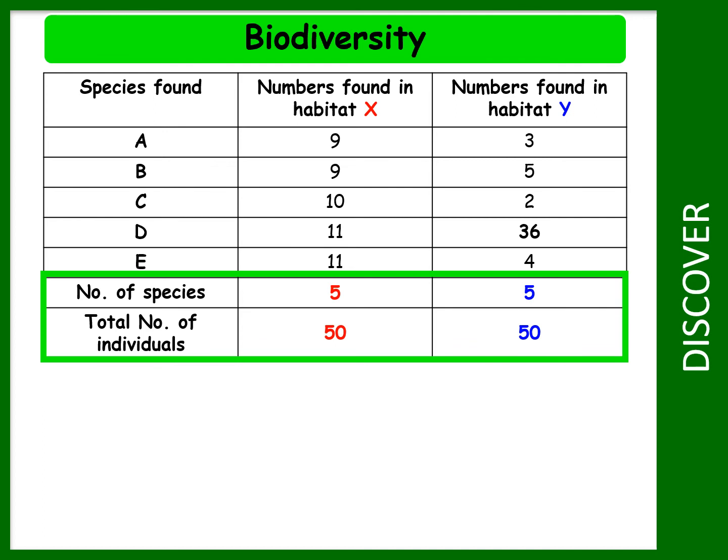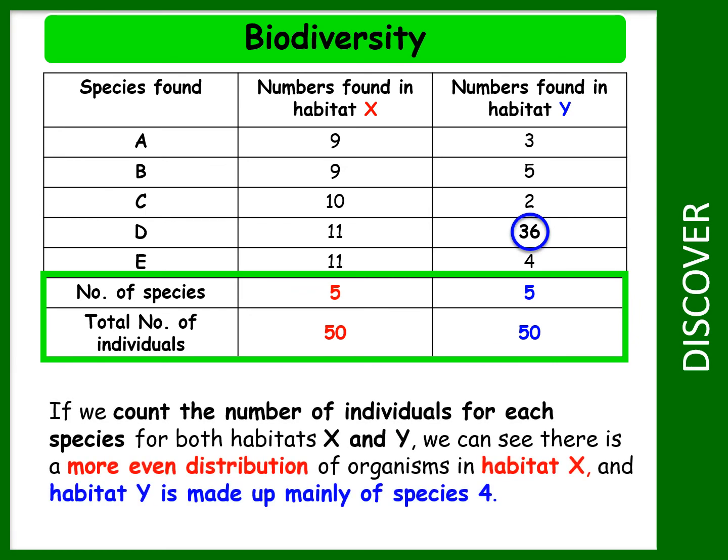So we know that having the index of diversity provides us with a little bit more information about the distribution and the relative proportions of the individual species present in that community. And again, if we count the number of individuals, we can see that there is a difference here, and species D is most abundant in habitat Y.